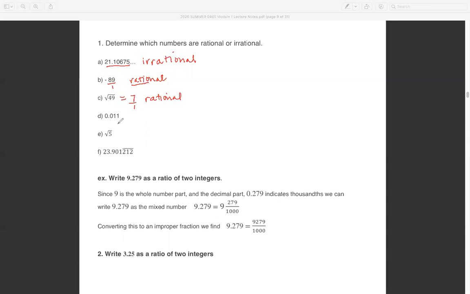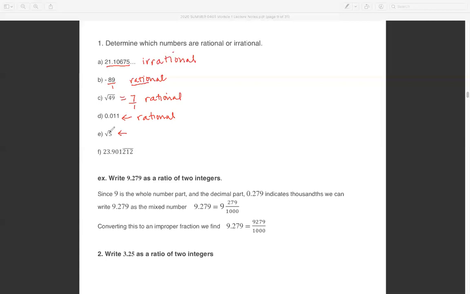Okay, here, this is in decimal form, and it stops. So anytime it's in decimal form and it stops or has the same repeating pattern, that means it is rational. Because that's not like pi. Pi goes on forever and has no repeating pattern.